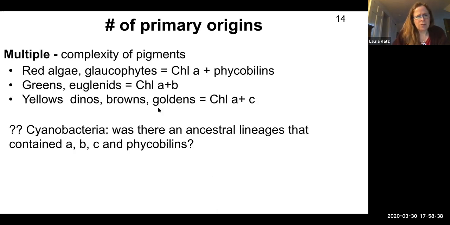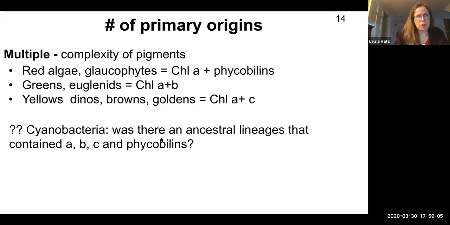So here's just part of the story, and the question is, is there a cyanobacterium that has even just these three, A, B, C, and phycobilins? The answer is there's nothing alive, and if you add in all those other pigments, there are no living cyanobacteria that have all those pigments. So you have to imagine the super duper uber cyanobacterium in the past to explain the complexity of pigments, and I've shown just a few of them here.